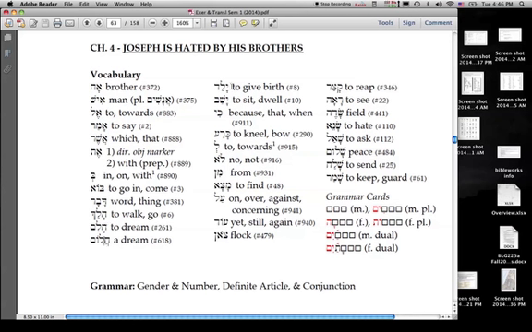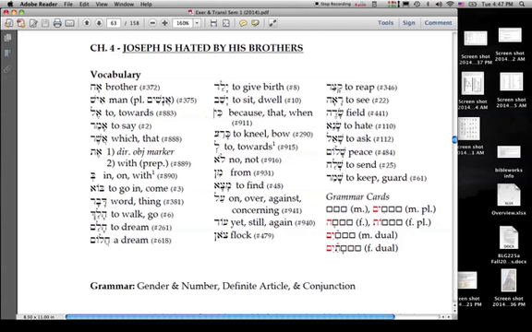Ki, now ki is a difficult one because it has a lot of different possible definitions that depend on context, but we'll take this slowly and learn in our reading how to identify which definition it is. So ki, because, that, when, sometimes it can be translated as if as well. In your translations and on the quiz, because or that are good to focus on for now.